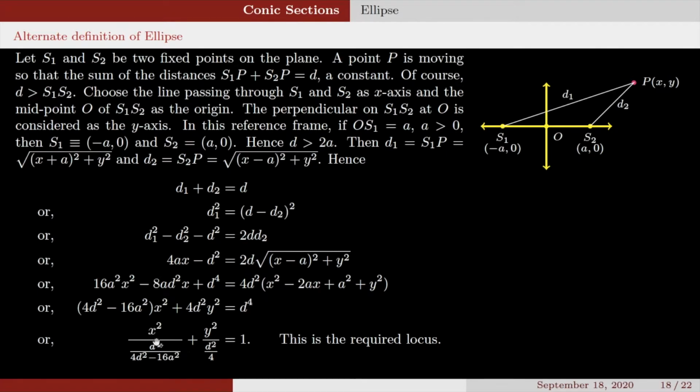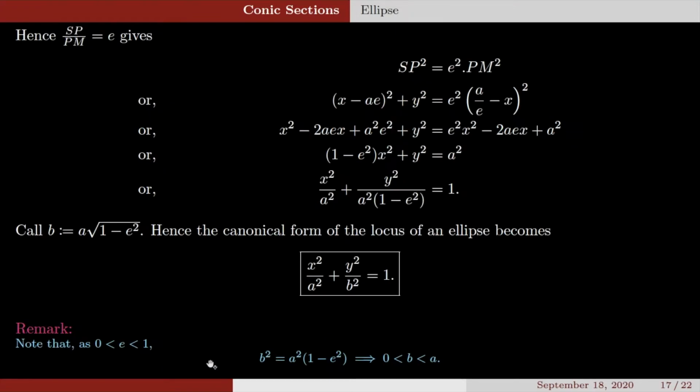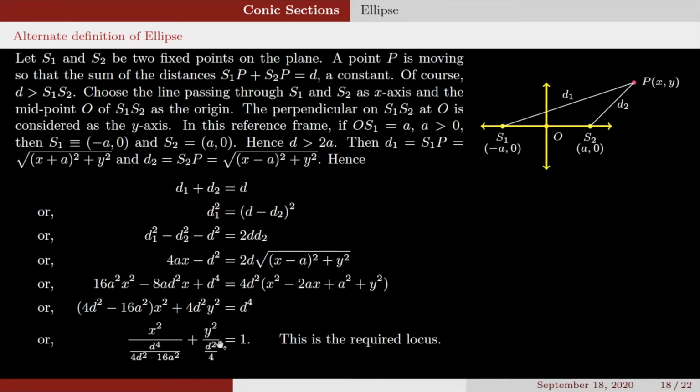Then this quantity over here is bigger than this quantity, because you remember B is smaller than A, where B was the minor axis. Here this quantity is smaller than this quantity. This is your required locus.